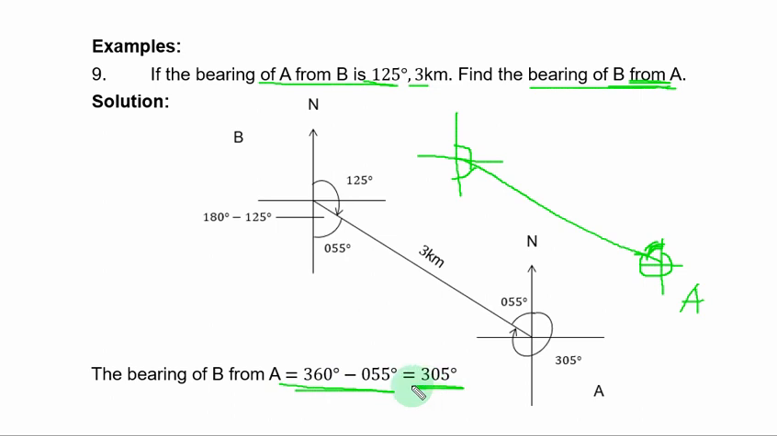305 degrees. The bearing of B from A, you go to the north where A is located, and you start movement till that line that joins B and A together, and you get the required bearing.